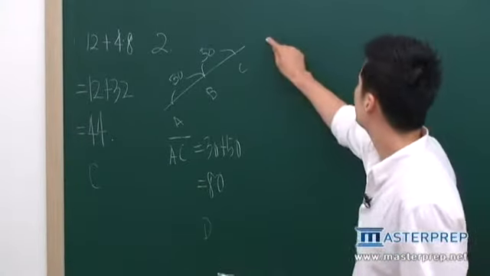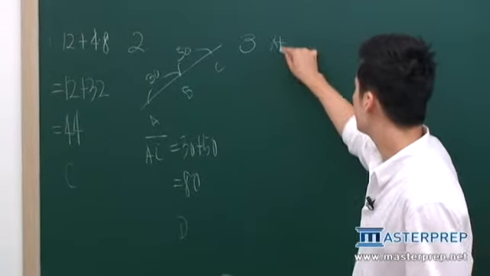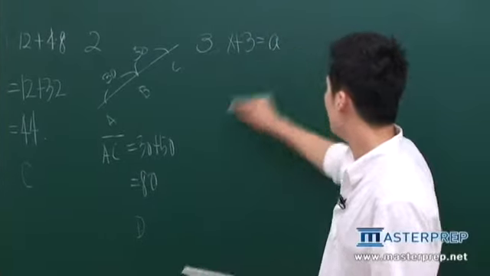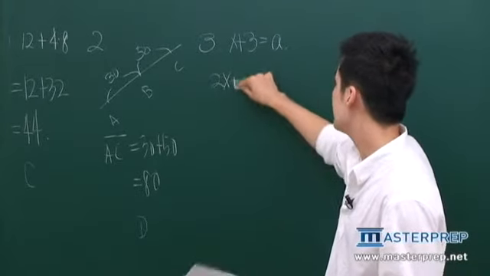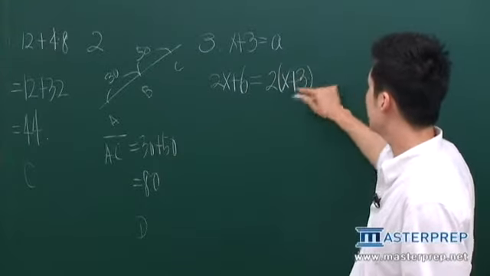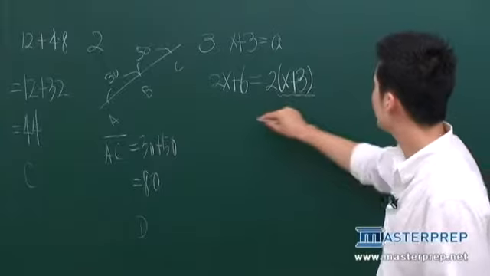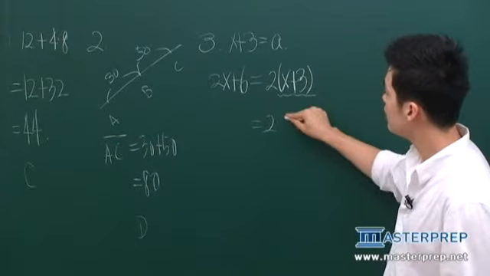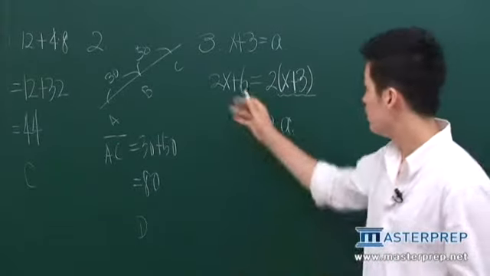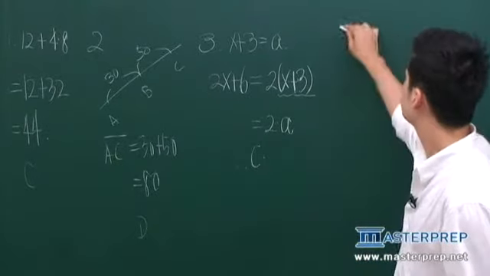All right, so let's solve number 3. We are given that x plus 3 is equal to A, and we want to figure out 2x plus 6. This is an expansion of that form. We know that x plus 3 is equal to A, so 2A is equal to 2x plus 6. So the answer is C.